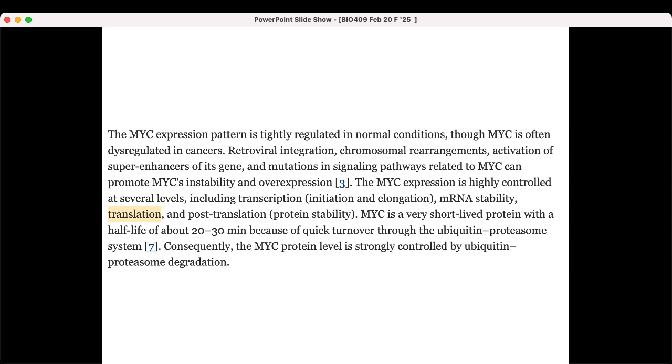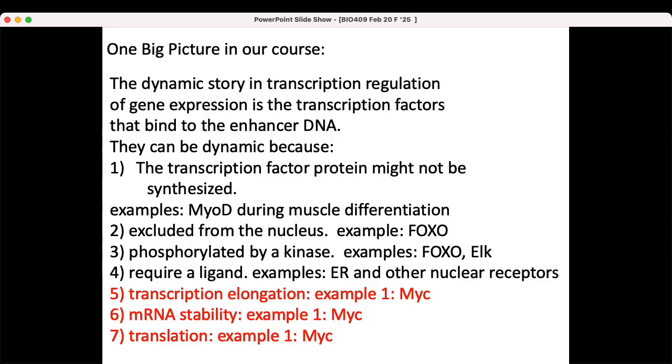Then translation. If the mRNA hangs in there, ribosomes don't like it. They're like, yeah, no, thank you. I don't translate you. It's really hard to get it translated. That also is regulated. So our big focus is on that transcription regulation, right? If we can activate ELK, we'll make it. But downstream of that, there are other steps, boom, boom, boom, where MIC is being carefully shut down, right?